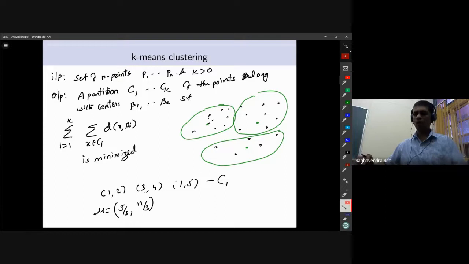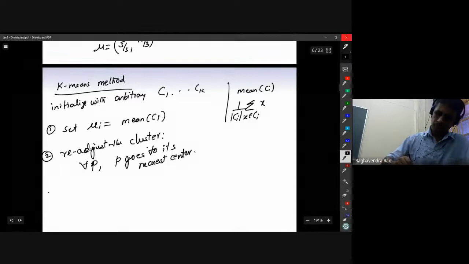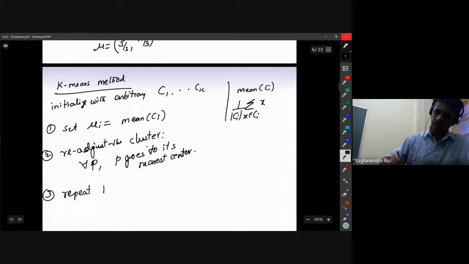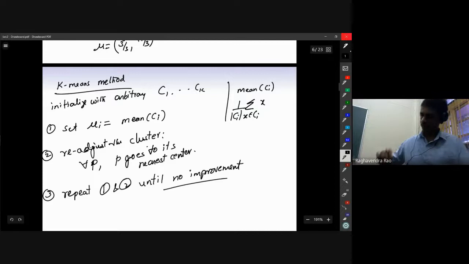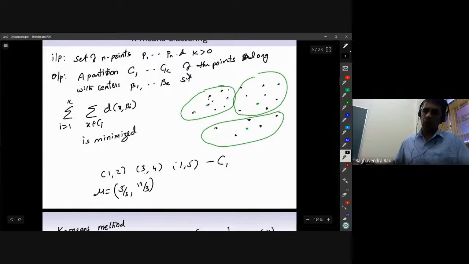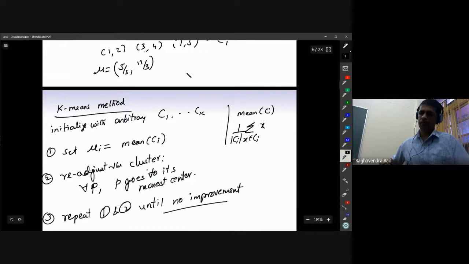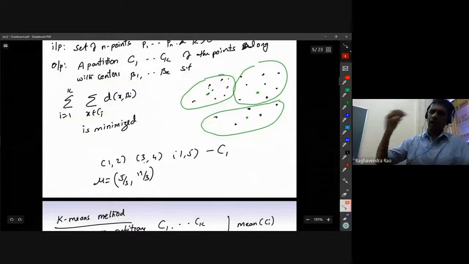And keep on doing this. So repeat 1 and 2 until no improvement. So improvement in what? Improvement in the target value. That is the total distance from points to their respective cluster center. Okay. So this has to be minimized. So you just look at this value. You do the updation and then compute this value. If it didn't change from the previous cluster assignment, then exit. Then we are done.